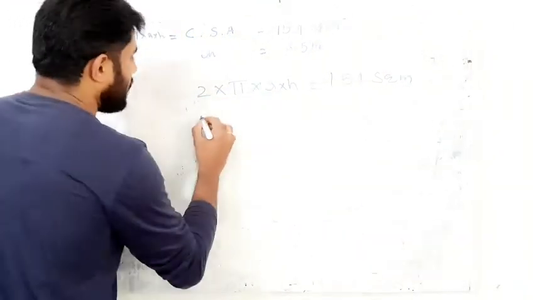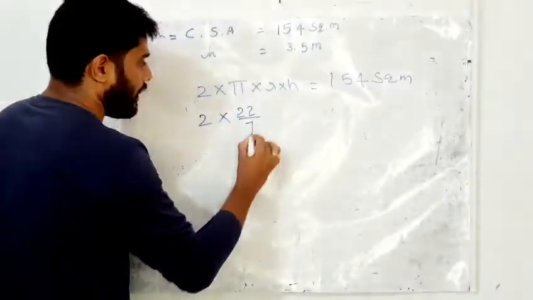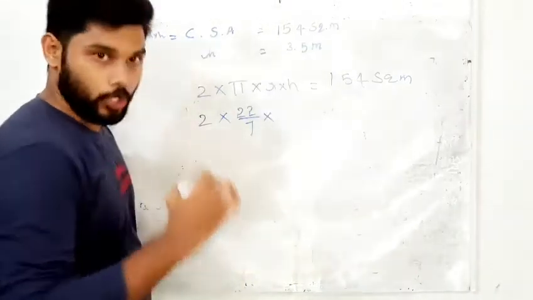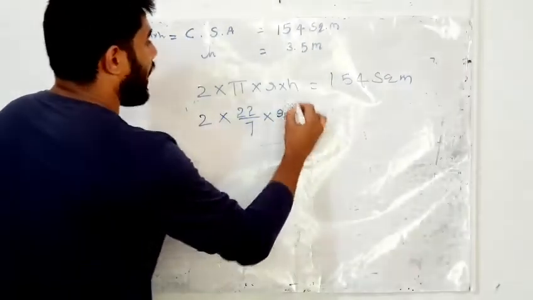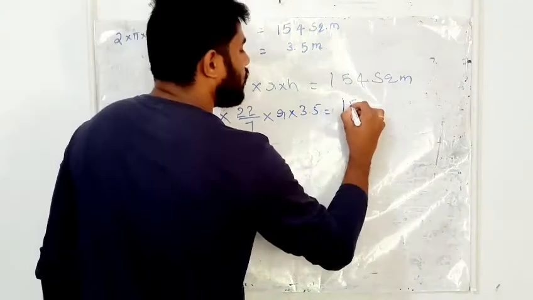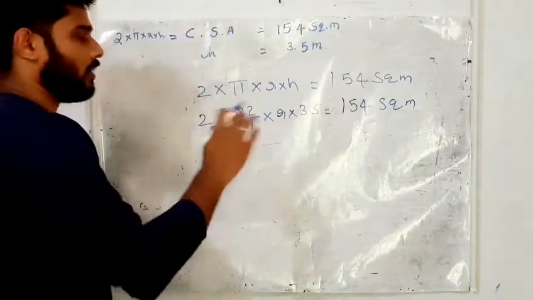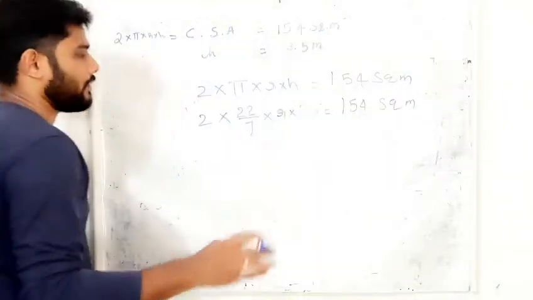So we are going to apply these values. 2 into pi value, we can take here 22 by 7, and into R, we don't know, so we can write R like that. And H we can write 3.5, which is equal to 154 square meter. Clear?